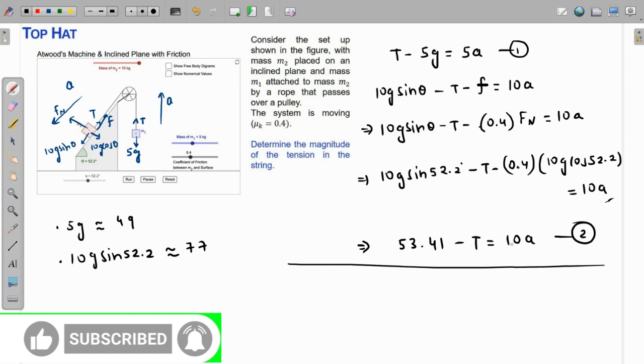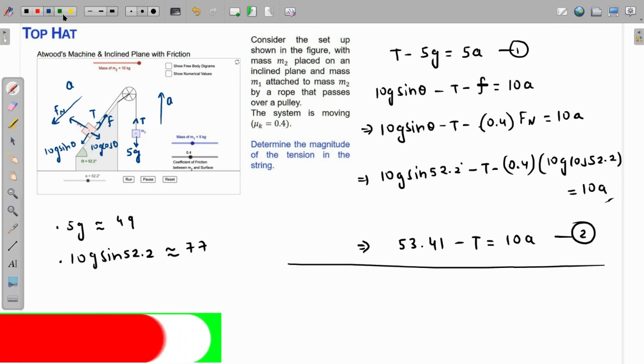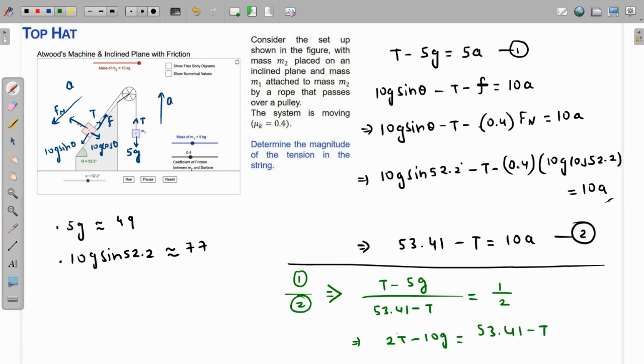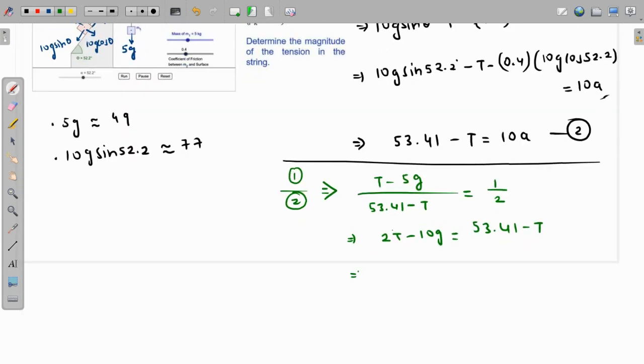So what we can do is divide both the equations, because after all, we need to find the tension. To find the tension, we have to get rid of a, and division seems to be the perfect choice. So that's T minus 5g over 53.41 minus T is equal to 5a over 10a, which is 5 over 10, or 1 over 2. If we cross multiply, then 2T minus 10g is equal to 53.41 minus T.